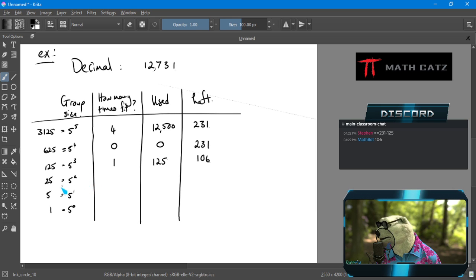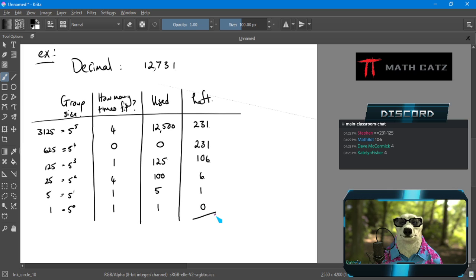Then we can fit some 25s in. How many 25s can we fit into our 106 that is left? Since I've been talking for a while and you've said nothing, how many 25s can go into 106? 4 of them. And that uses 100. And now 6 will be left. I can still fit in a 5. I'm using 5 more, and only 1 is left, and that last little 1 will use it all.